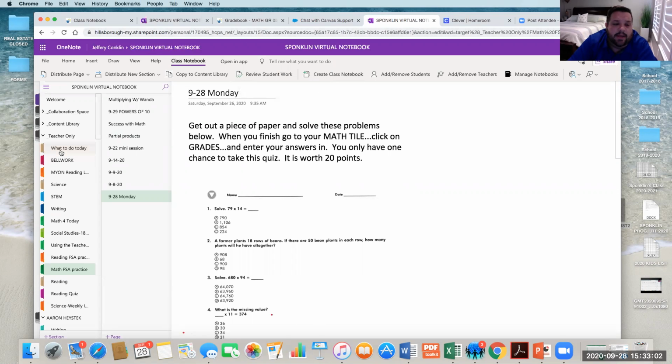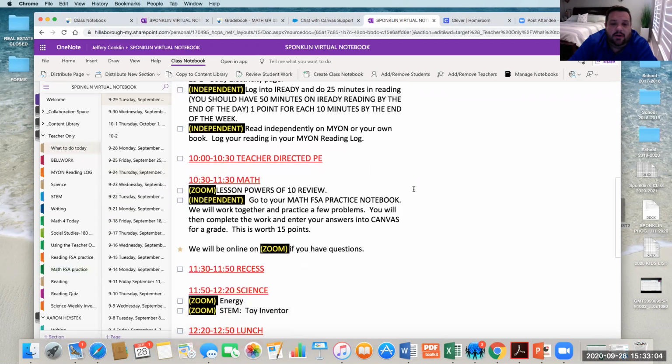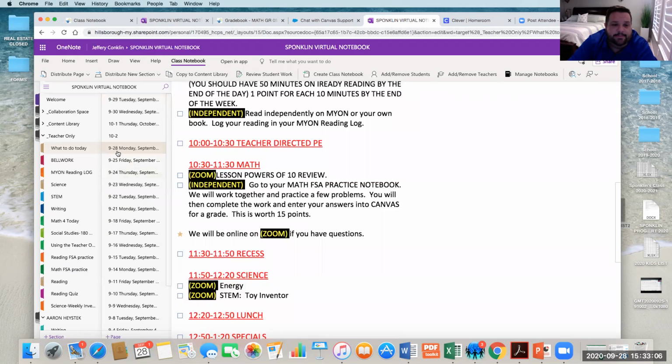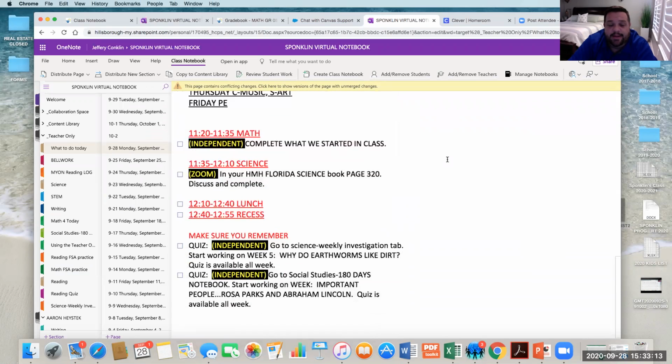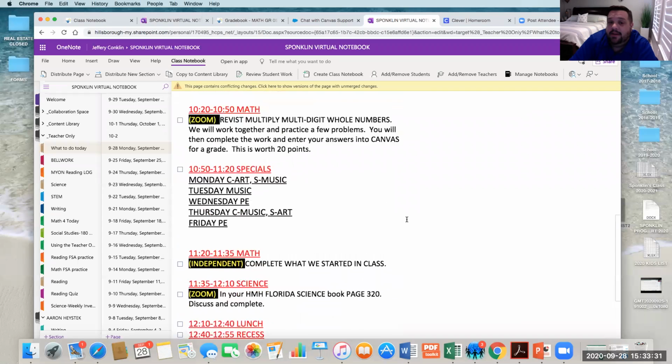So if we go back to what to do, we also started our next STEM today, which is the toy inventor experiment. They can tell you all about that. And then always look down in the checklist. We're going to add in the things that they need to finish up for the week. So the Science Weekly Investigation, the Social Studies, this is all independent. These are all points. The quizzes, we've actually posted them now. So usually the quizzes were posted Friday, but they can work on these anytime they want, and they just have to have them done by Friday.